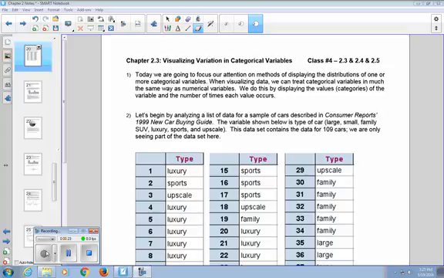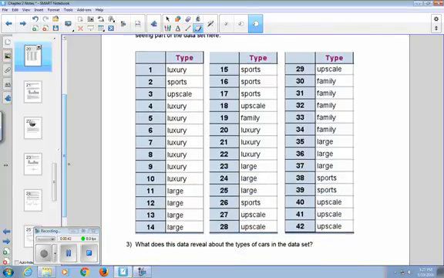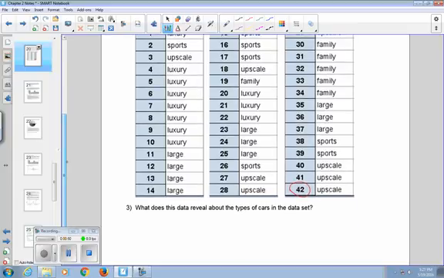Let's begin by analyzing a list of data for a sample of cars described in Consumer Reports 1999 New Car Buying Guide. The variable shown below is the type of car, and the categories were large, small, family, SUV, luxury, sports, and upscale. This data set contains the data for 109 cars, but we're only seeing part of the data set here. In fact, we're seeing data for 42 cars. So what does this data set reveal about the types of cars in the data set? Well, it's hard to tell at this point.